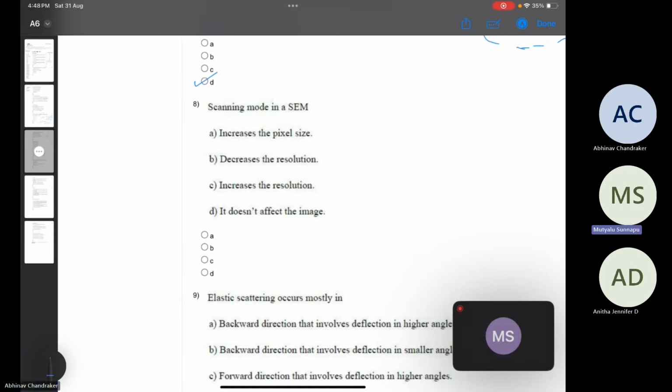Increase the pixel size, or rather increase the resolution. These both of them, I think, are my little bit differences. I think increase the pixel size. Some scanning mode in the SEM.